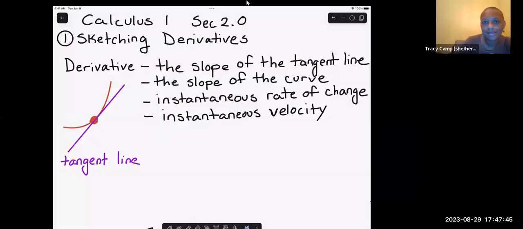This is Calculus 1, Section 2.0 lecture, and this is all about sketching derivatives. Before we start, I want to make sure everybody knows what a derivative is.